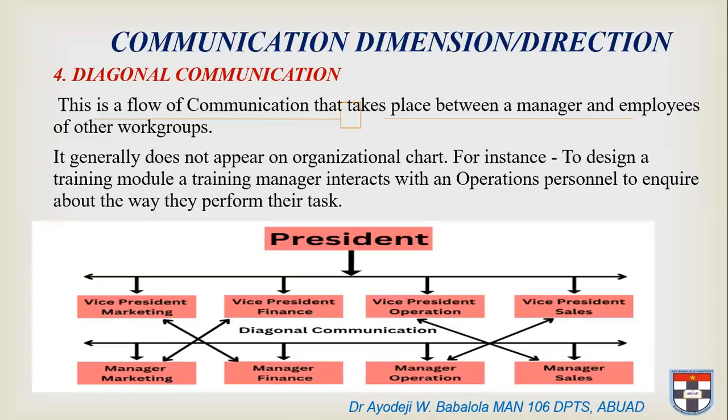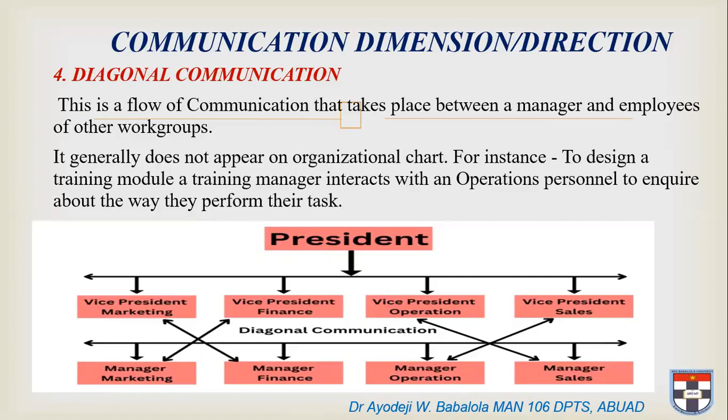So from the diagram, we can see examples of various types of diagonal communication. You see from the left, when the vice president marketing talks with the manager finance, because the manager finance is not on the same authority level as the vice president marketing, it is an example of diagonal communication. There you have other examples of diagonal communication between vice president operation and manager sales. All these are forms of diagonal communication.